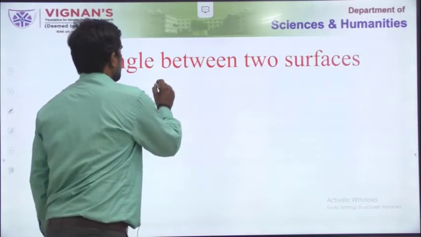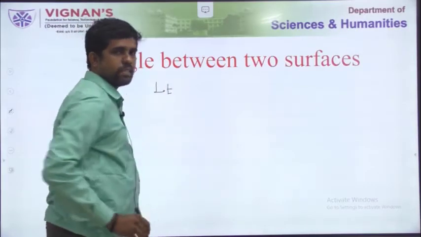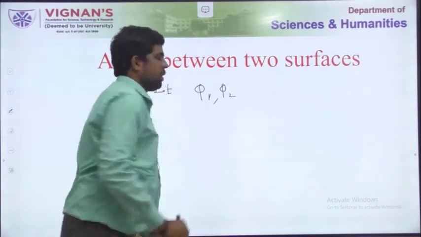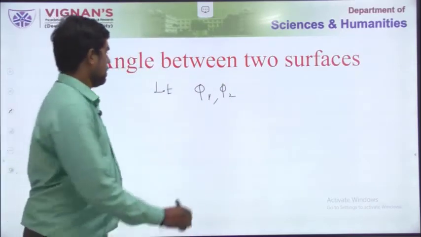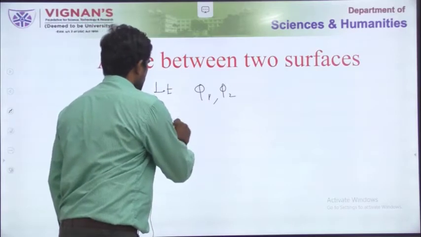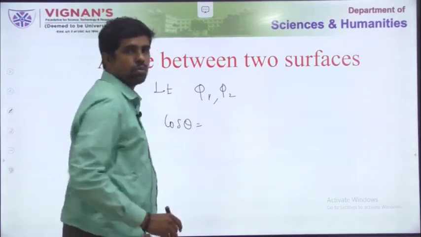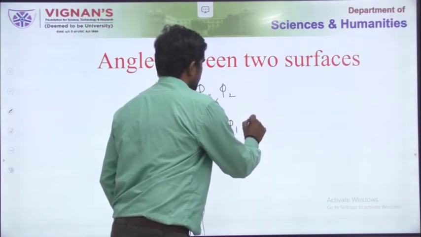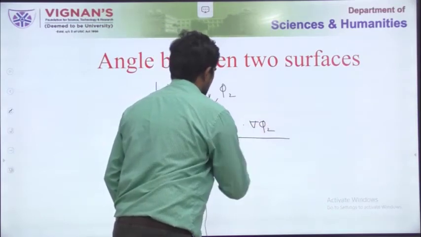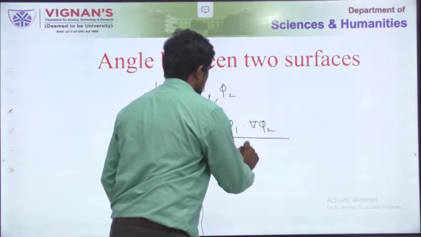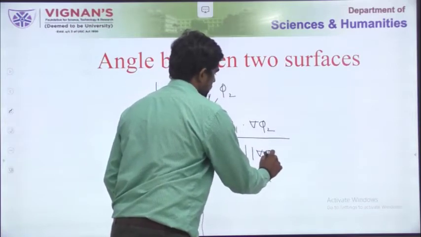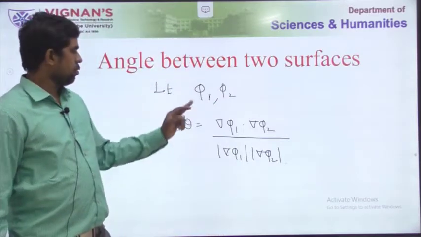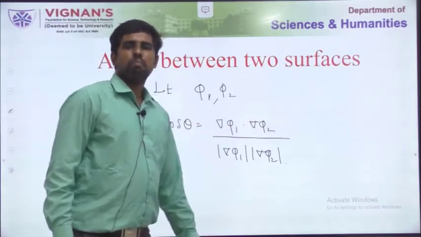Angle between two surfaces: let us consider phi 1 and phi 2 to be two surfaces. Then the angle between the two surfaces, cos theta, is equal to del phi 1 dot del phi 2 divided by modulus of del phi 1 into modulus of del phi 2. So this is the formula to find the angle between two surfaces phi 1 and phi 2.